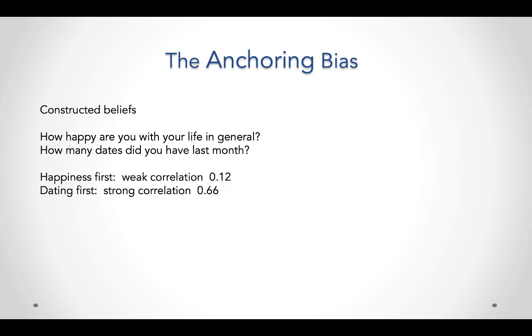Well, what if I change it? If I change it and ask how many dates did you have last month? Well, not that many. And how happy are you with your life in general? Well, not that satisfied. So you can see that if people were asked the happiness question first, it was a weak correlation, about 0.12 between the answers. But if they were asked about dating first, it was a strong correlation, 0.66.